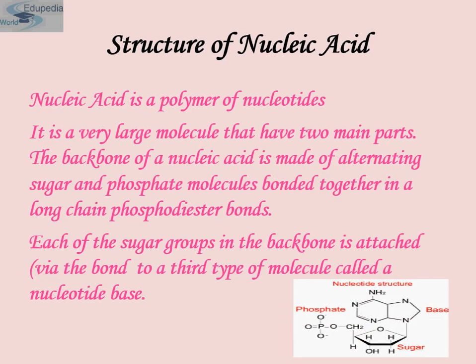Now come to the structure of nucleic acid. Nucleic acid is a polymer of nucleotides. It is a very large molecule that has two main parts. The backbone of a nucleic acid is made of alternating sugar and phosphate molecules bonded together in a long chain by phosphodiester bonds. Each of the sugar groups in the backbone is attached via a bond to a third type of molecule called a nucleotide base. Okay, this is the nucleotide base, the nitrogenous base, this is a phosphate group and this is a sugar molecule attached.